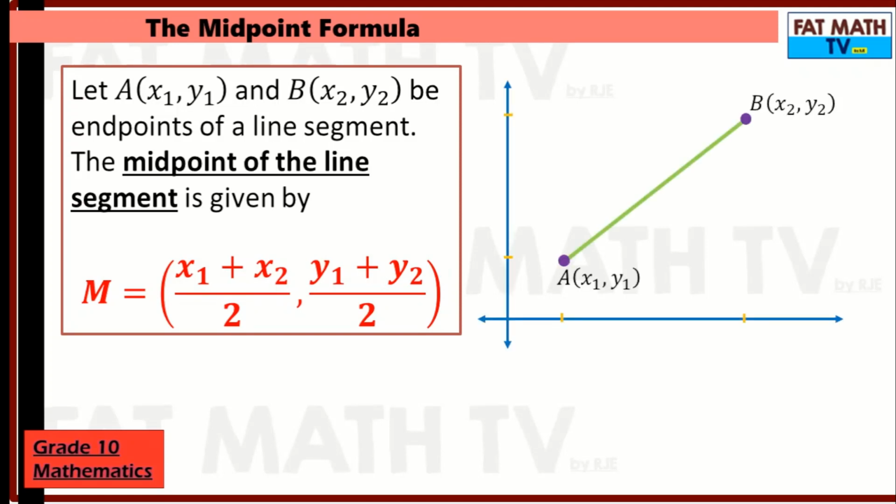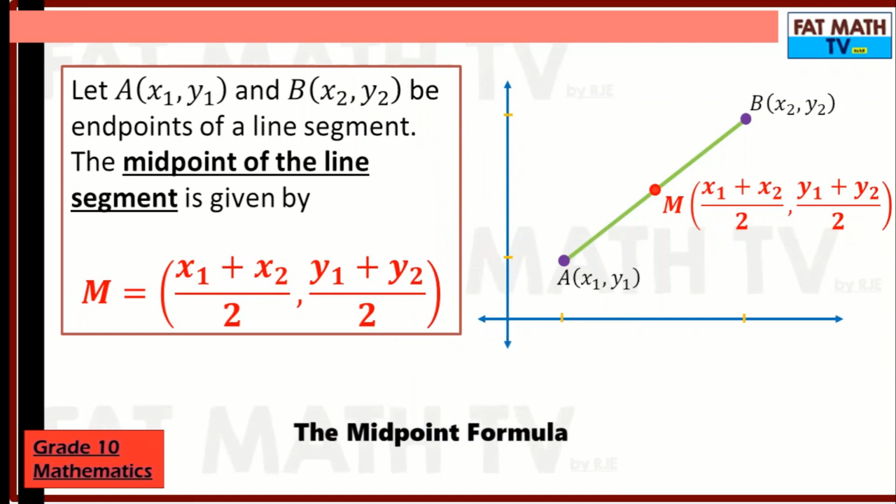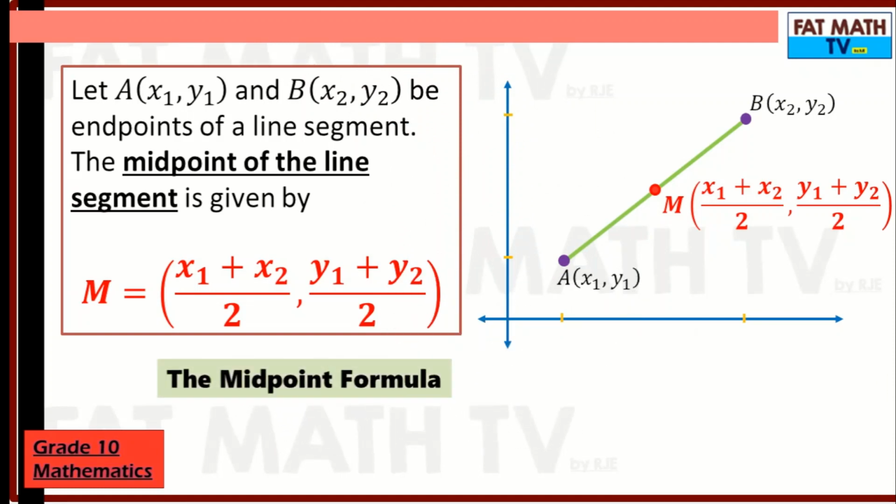So here, if we have these 2 points, A and B, the midpoint is the middle point. And how do you get that? For the x, just add the two x's and divide by 2. And for the y, add the two y's and divide by 2. Okay, so this is the midpoint formula.